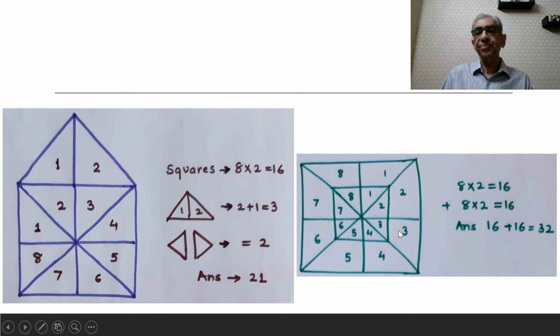So in this figure, in the bigger square, there are 8 partitions, so 16. In the middle square, again there are 8 partitions, 16. So total triangles are 32.